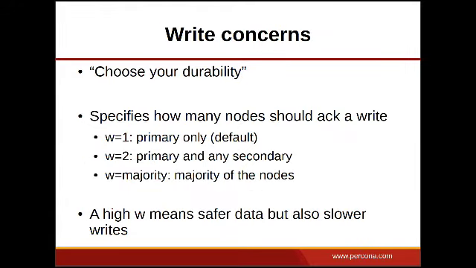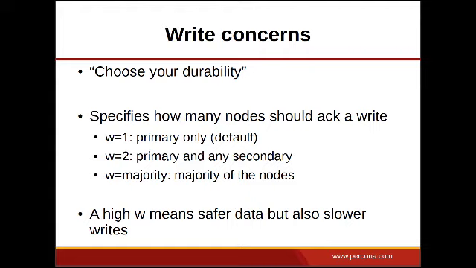An interesting thing that doesn't exist in the MySQL world is the write concern. Write concern is basically how durable you want your writes to be. It's what is called the W parameter, and it specifies how many nodes should acknowledge a write. By default, the write concern is 1, which means only the primary should acknowledge the write. You can also set it to 2, which means the primary and any secondary should also acknowledge it.